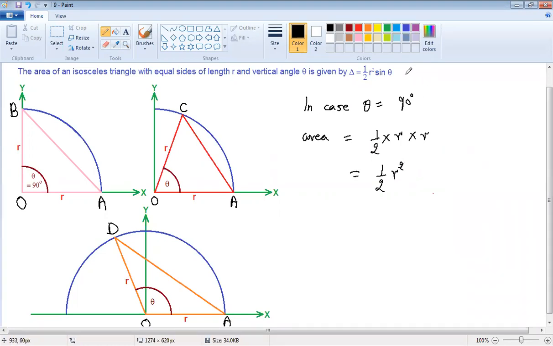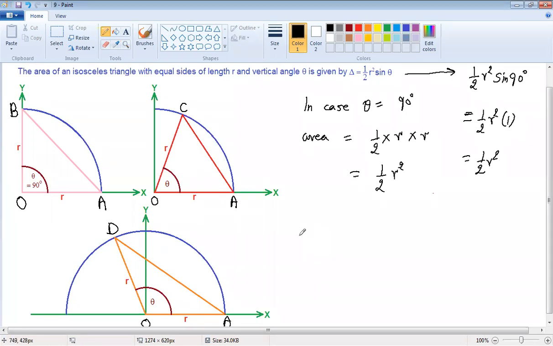But how can this formula work? If we see half r square sine of 90 degrees, we know how much sine of 90 degrees is. How much is sine 90 degrees? It is 1. So this is half r square into 1. So we get half r square. So that means this formula works for angle theta equal to 90 degrees.